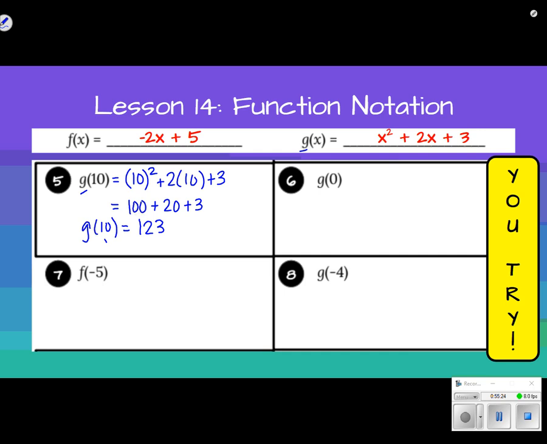So if I was looking at this being an x and this being a y, and I was going to graph this, 10, 123, wow, that's a big y value. That would be a point on function g of x.